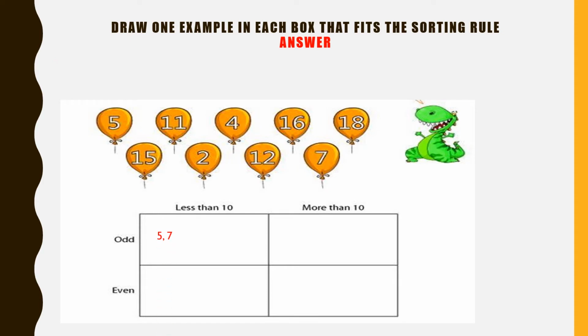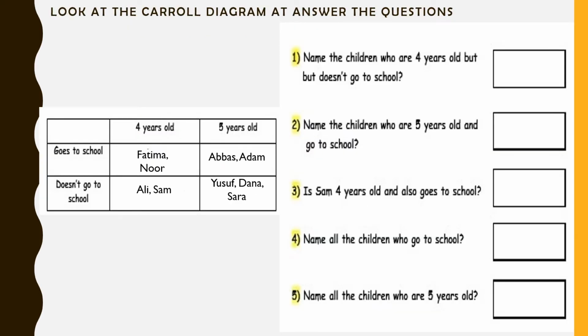And then the numbers which are more than 10 and odd, that's 11 and 15. 2 and 4 are even and less than 10, and 12, 16 and 18 are more than 10 and even. So this is how you will be doing the Carroll diagram. I hope you have remembered everything. Now these are a few questions which I will be asking you inside the class based on this Carroll diagram. Okay students, so this we will discuss inside the class.